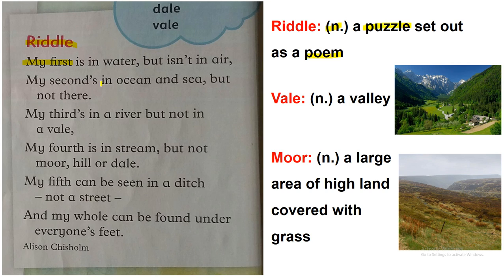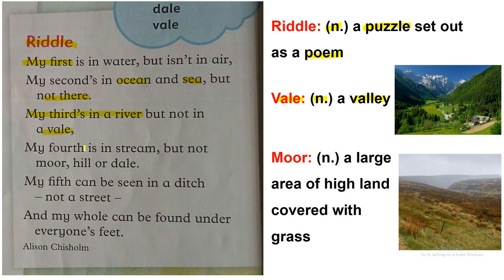My second means the second letter in the word that we have to know. In the word ocean and in the word sea. So maybe it can be E or A. My third is in river, but not in vale. What is the meaning of vale? Vale is a noun, meaning a valley. This is the valley. It's an area between two small mountains or two hills.